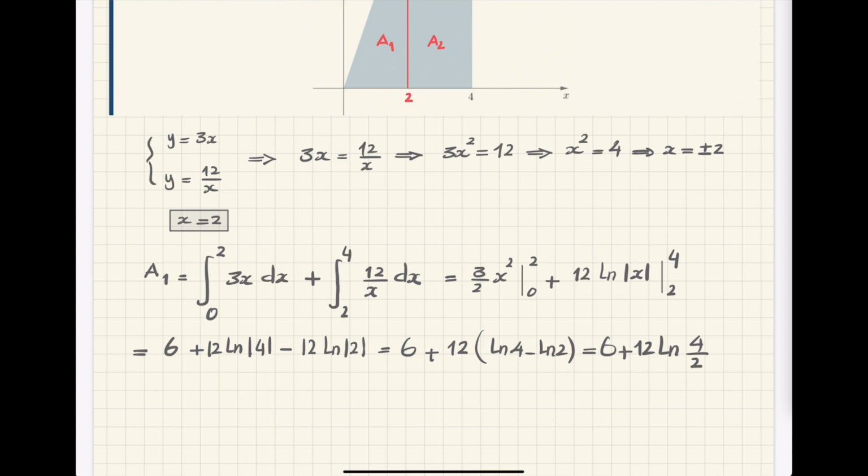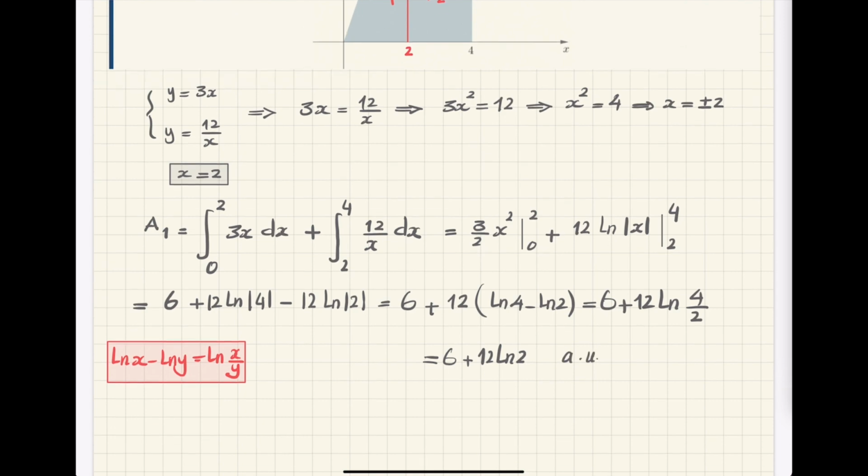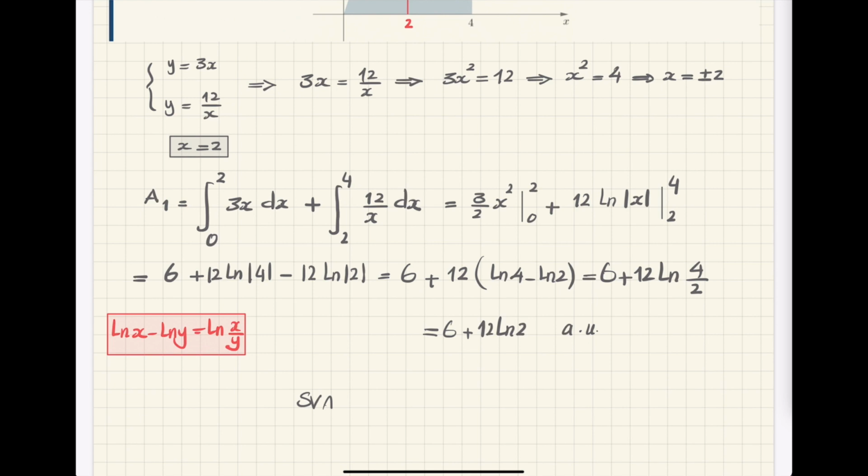Yes, so you remember we have a formula that ln of x minus ln of y is equal to ln of x divided by y. So this is the formula that you had in Math 3C. We also learned about this year. So the answer would be 6 plus 12 ln of 2 area units. Yes. So the answer to the problem would be 6 plus 12 ln of 2 area units.